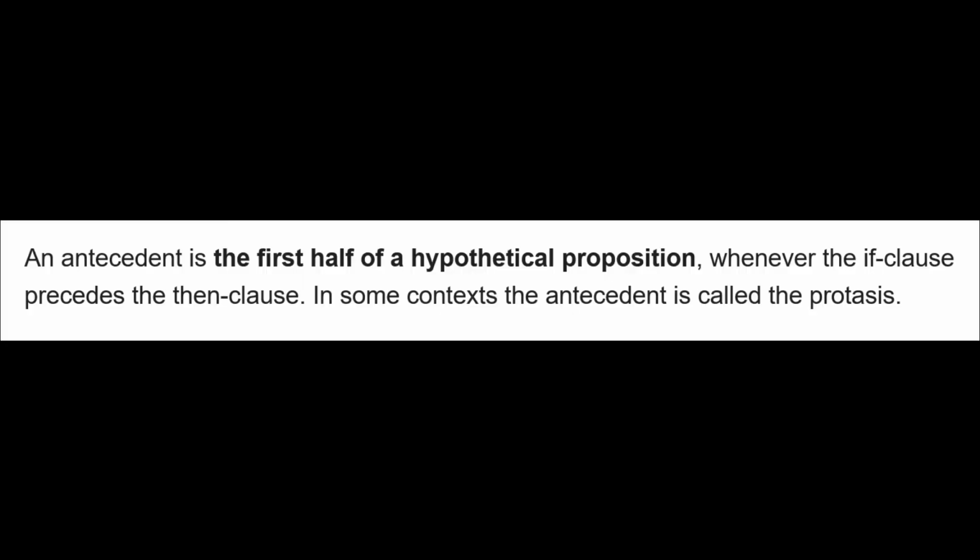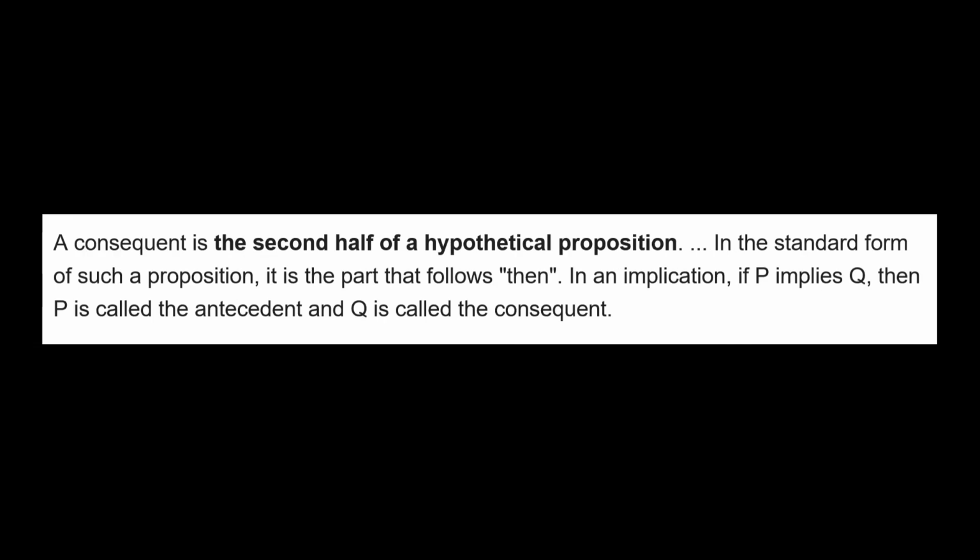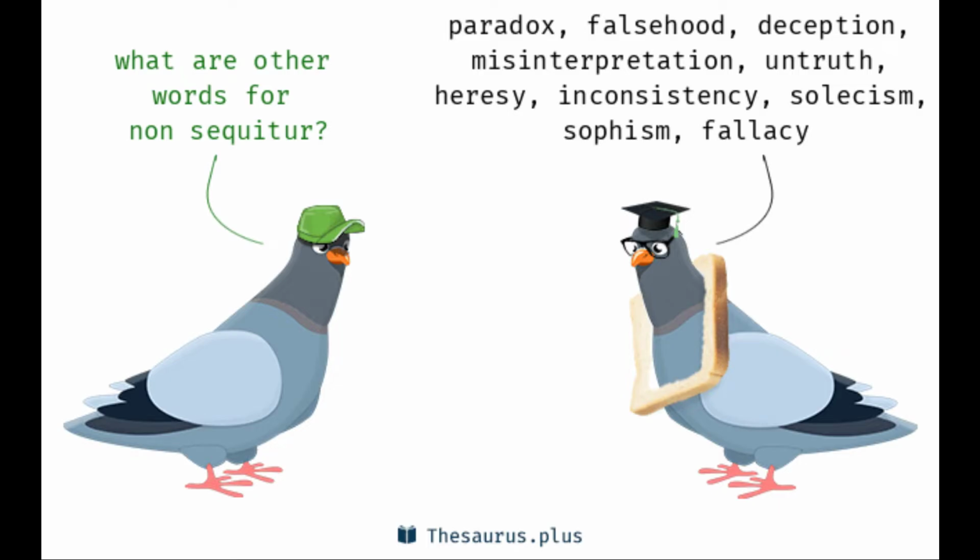To help clarify a little of the terminology used in logic for people who are not used to it, I will define two words that get used a lot: antecedent and consequent. An antecedent is the first half of a hypothetical proposition whenever the if clause precedes the then clause. A consequent is the second half of a hypothetical proposition. I will post these definitions since these are important to keep in mind, as these words get used in quick succession and unfamiliarity with them can make the logic sound confusing.